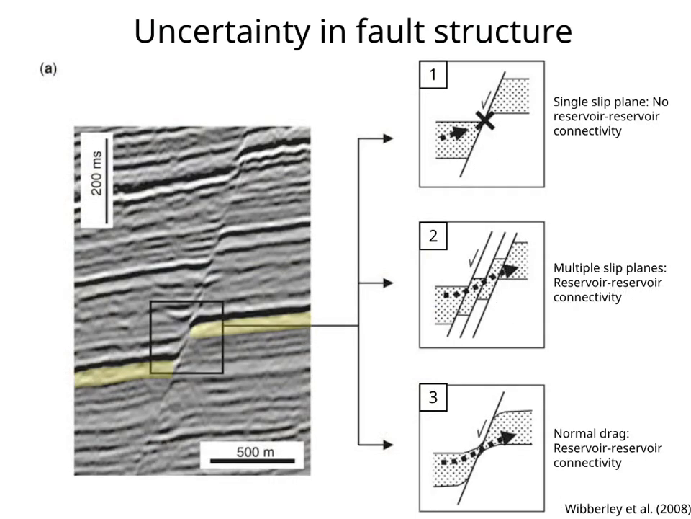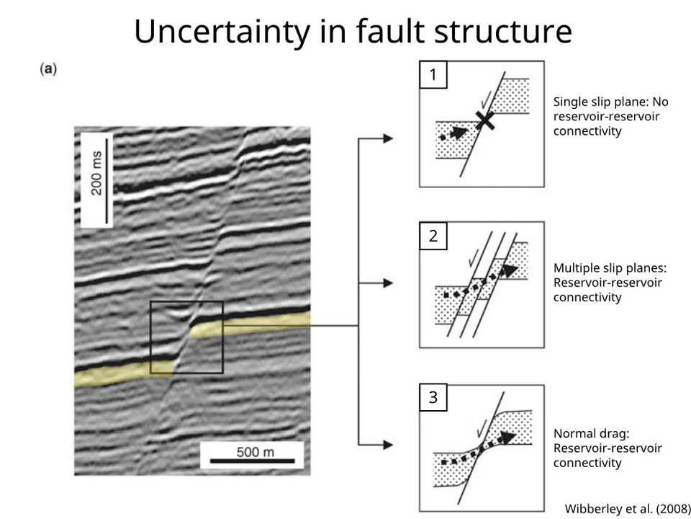The resolution of seismic data is low in comparison to well data. The vertical and lateral resolution of seismic data are in the order of tens of meters. In practical terms, this means that when interpreting faults on seismic data, there are always uncertainties related to the internal fault structure. How is the yellow reservoir interval on the seismic section offset by the fault?